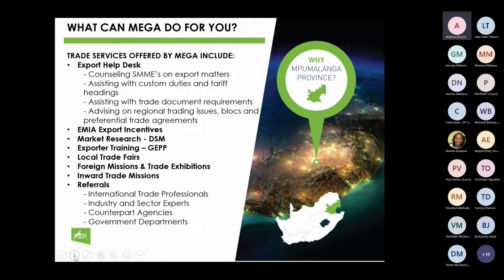Next slide, please. Briefly, I just want to talk to you a little bit about what we do and the services that the Mega Trade Promotion Unit offers. Firstly, we act as the provincial export help desk. So we do counseling of SMEs on any export matters. We assist with things like customs duties and tariff headings, with the trade documentation that you might need, and advising on regional trading issues, blocks, and preferential trade agreements. We also promote the DTI's national incentives, which is the EMIA incentive scheme. We're the regional service provider for EMIA in Mpumalanga. We have just procured a fantastic new research tool, which is called the DSM model, and it's from the Northwest University.